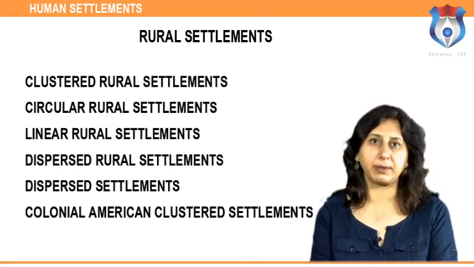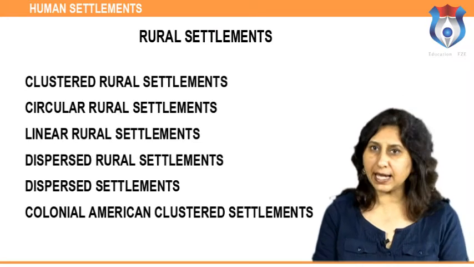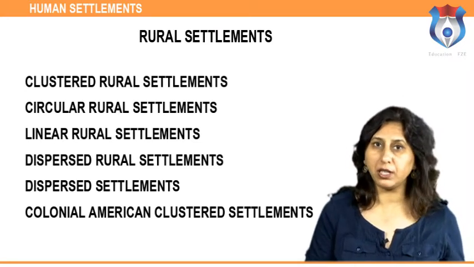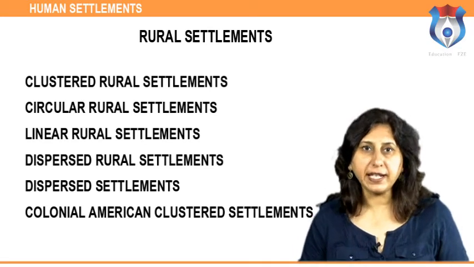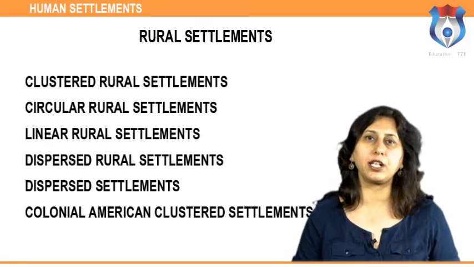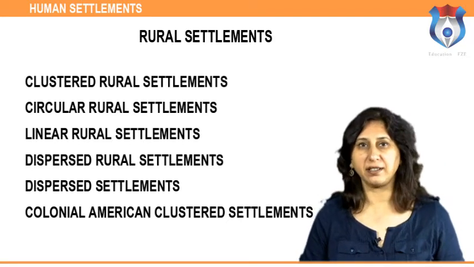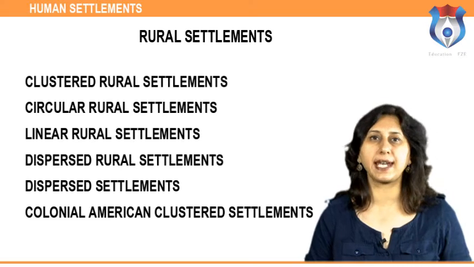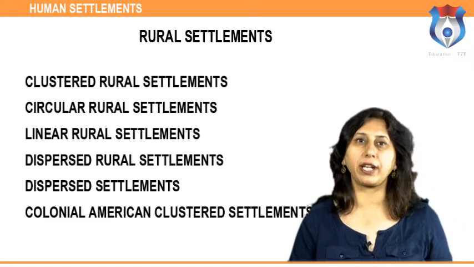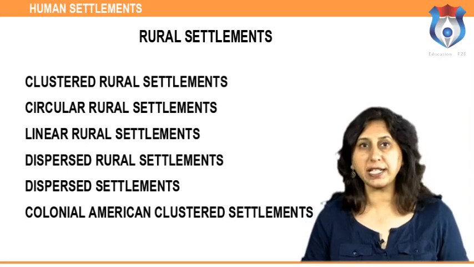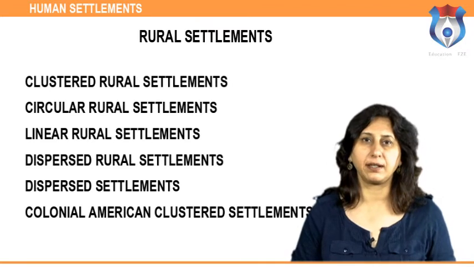Linear rural settlements. Linear rural settlements feature buildings clustered along a road, river, or dike to facilitate communications. The fields extend behind the buildings in long, narrow strips. The town would follow the river. Dispersed rural settlements. Rural settlement, which has farmers living on individual farms, isolated from neighbors alongside other farmers in settlements.